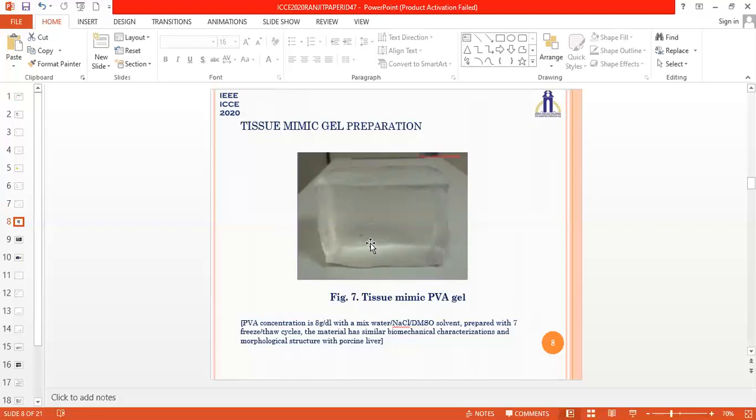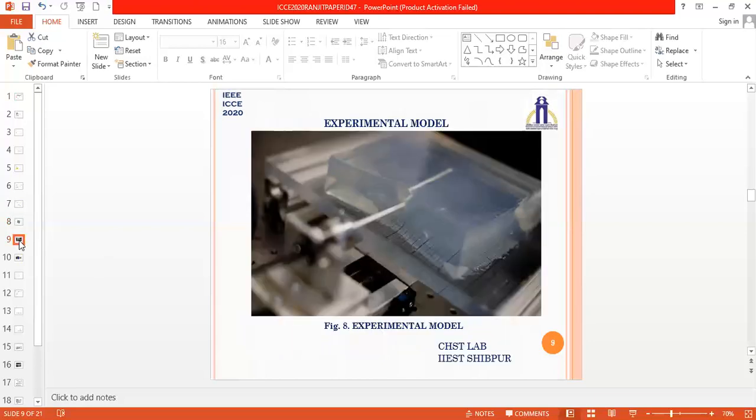The PVA gel material was prepared with a mixture of sodium chloride and DMSO solvent and seven freeze-thaw cycles. We made a similar biomechanical characteristic and morphologically the same structure as porcine liver-like tissue mimic gel material. And we placed it in front of the needle, and the needle is attached with a linear actuator. So this is my experimental model.